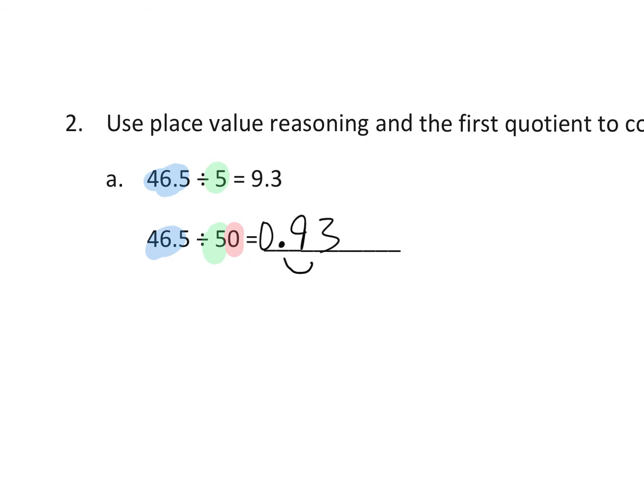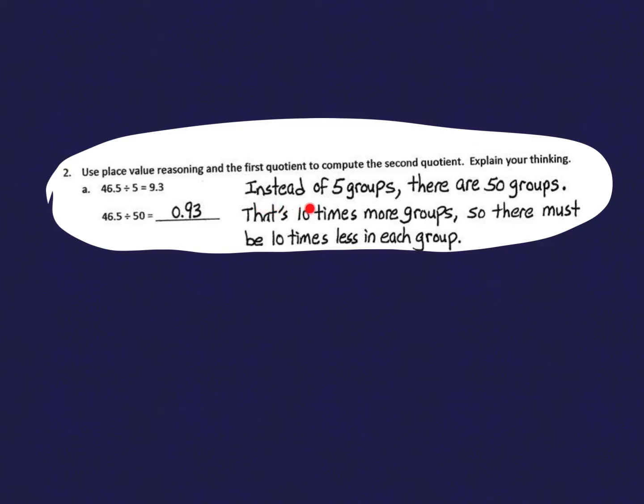And I could give something like, instead of 5 groups, there are 50 groups. That's 10 times more groups. So there must be 10 times less in each group. Right, so here our answer ended up being 0.93. And then we give a written answer, right? It was 5 groups, and then it became 50 groups. It's 10 times more, and it must be 10 times less. Where did we get the less? Well, it's dividing. It's making it smaller.